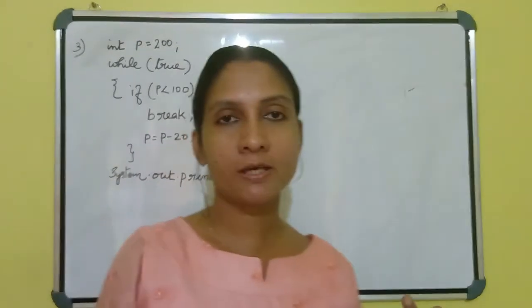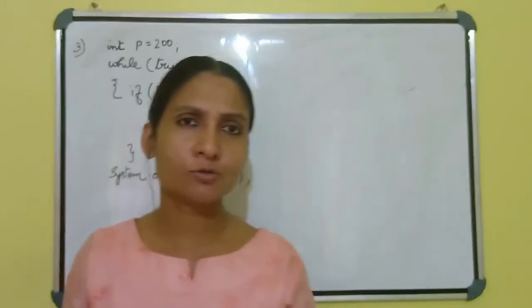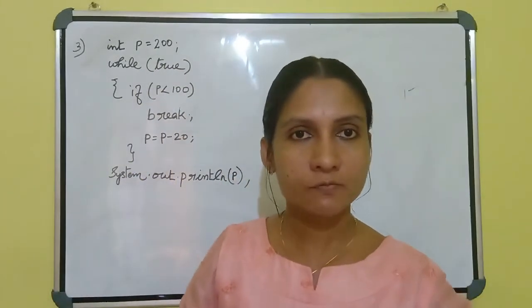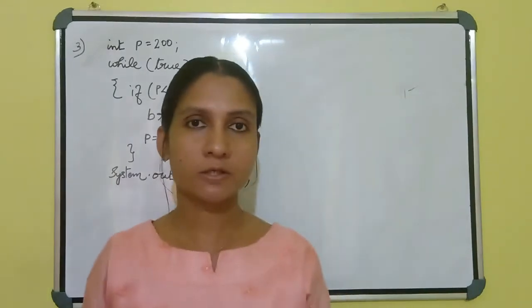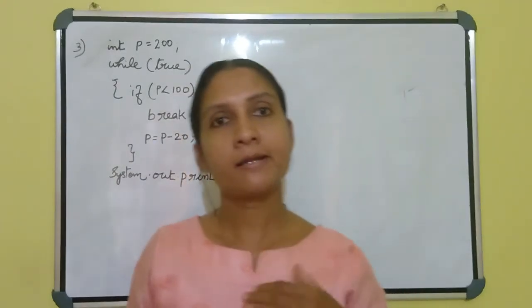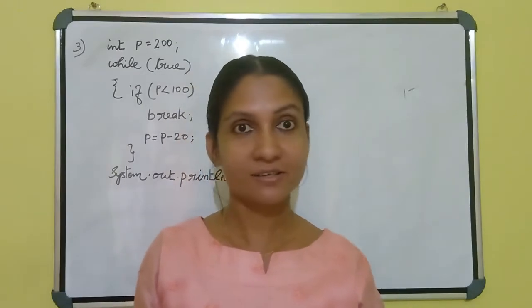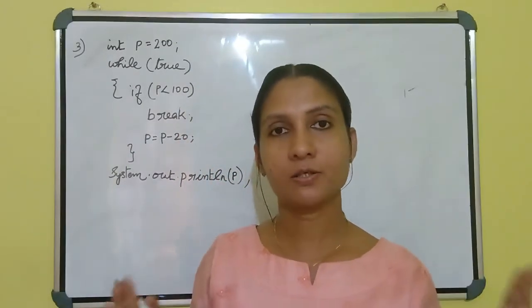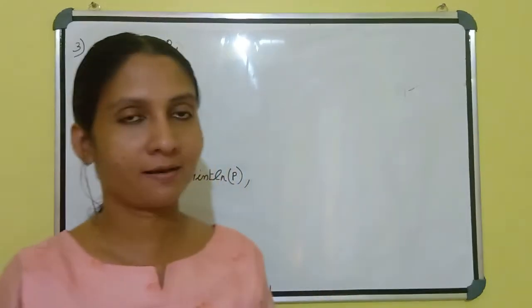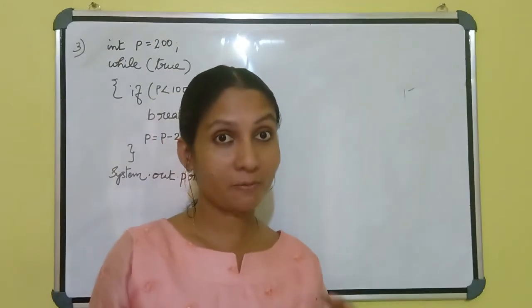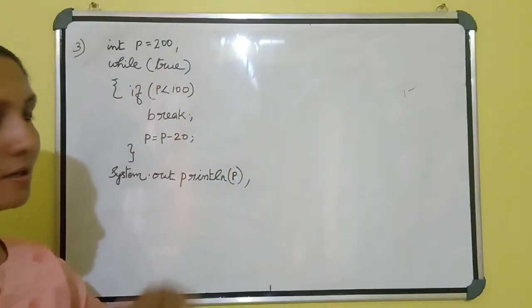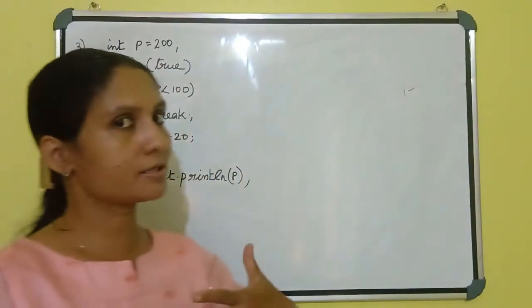When we are working with a while loop, when the condition is true, the program will execute. If the condition is false, it will not execute and will terminate. But in this problem, they directly gave true in the condition bracket. That means it will always work. That is the meaning of this true statement: the program will always execute.